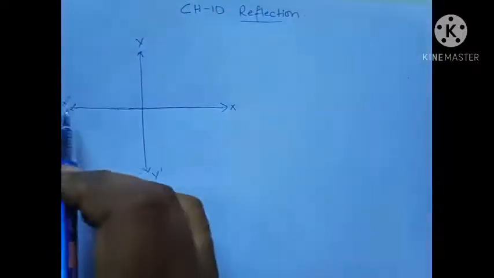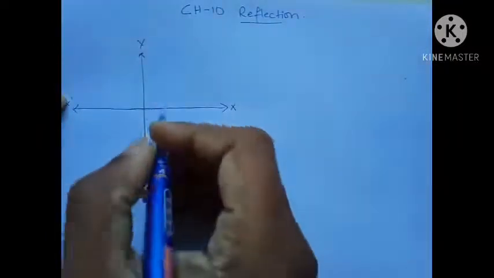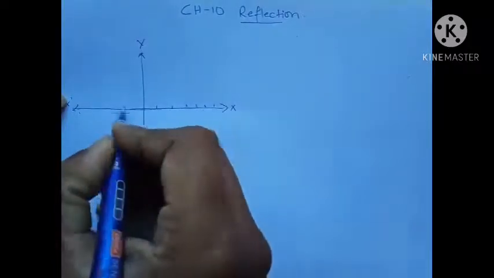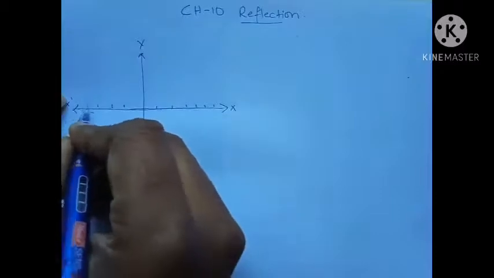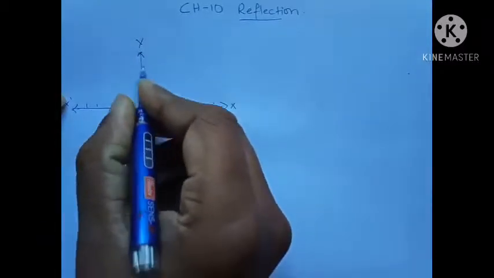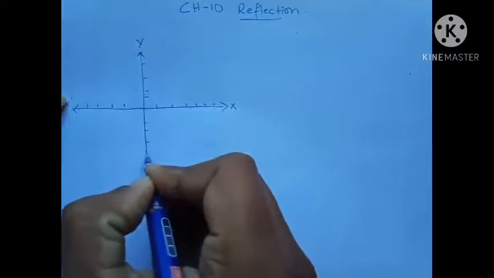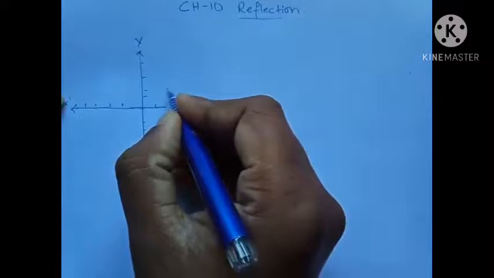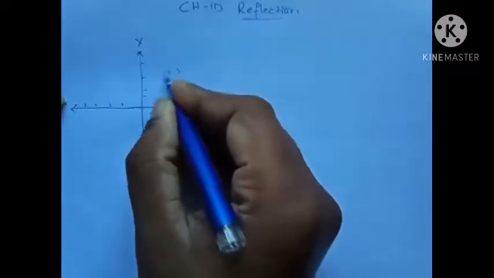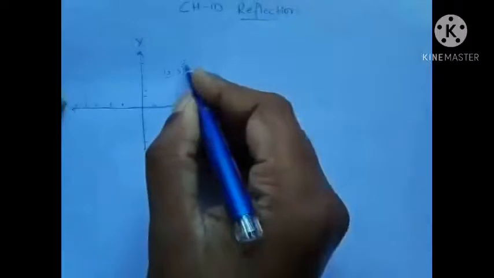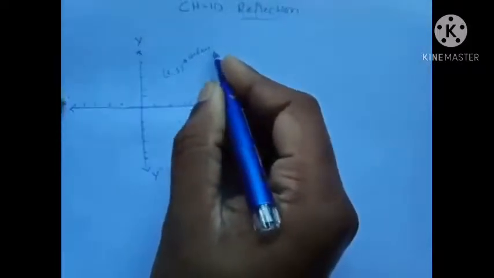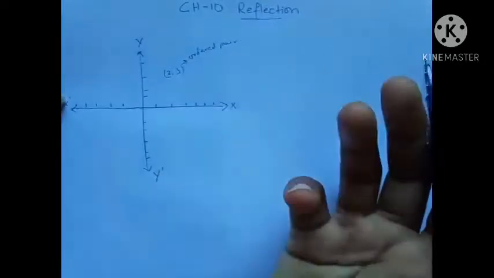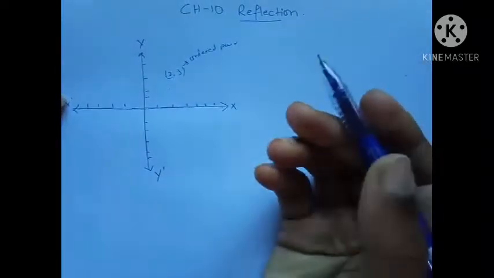This is x dash, this is y, this is y dash, and these are the points on x, positive points and negative points, positive for y and negative for y, right? So for example, if I write over here 2 comma 3, these are called ordered pairs, or Cartesian coordinates.